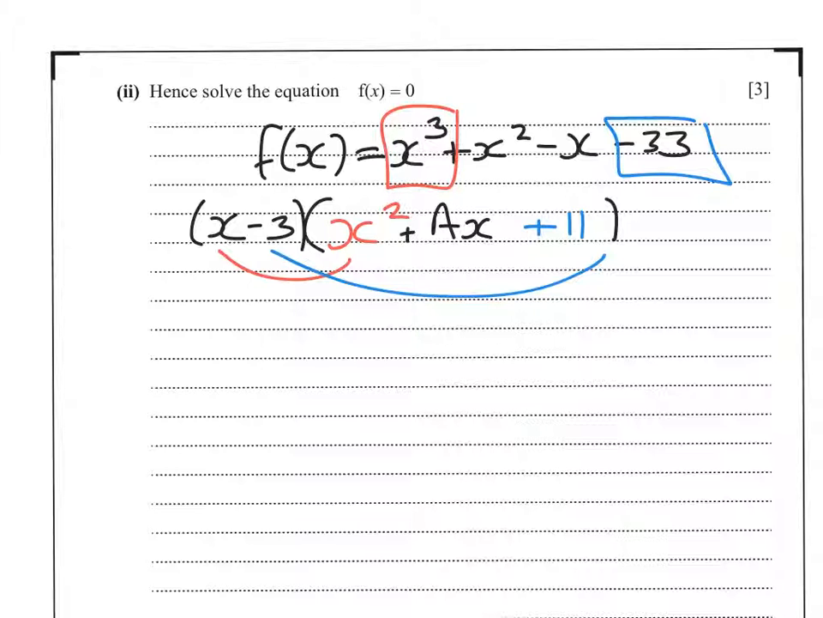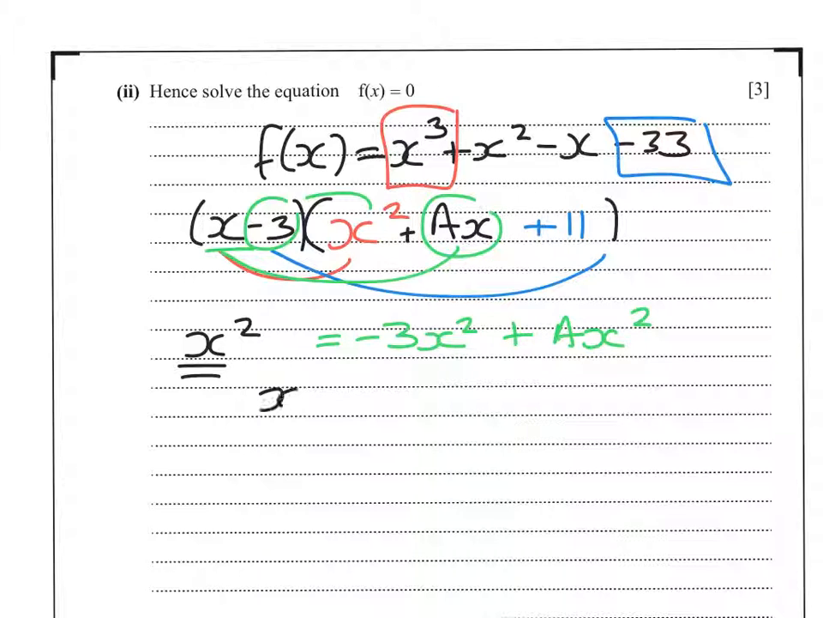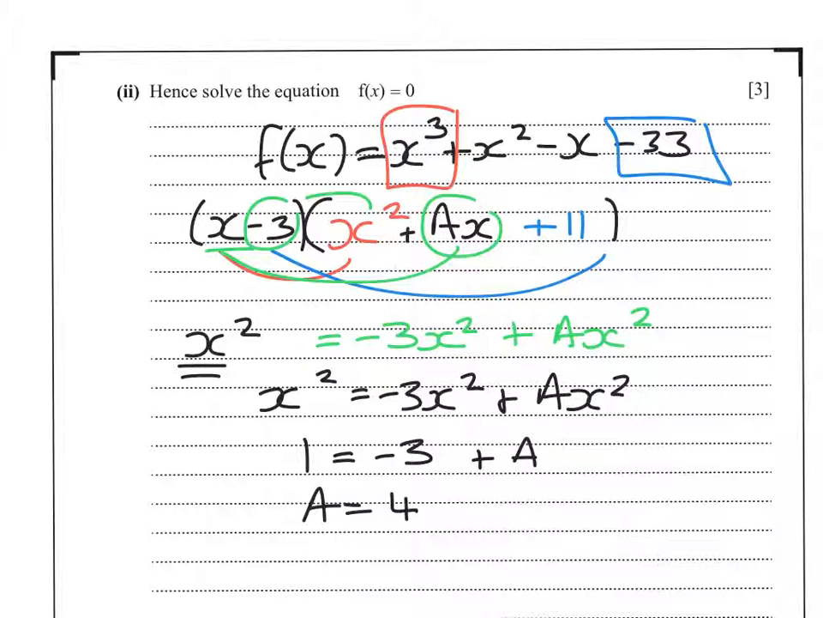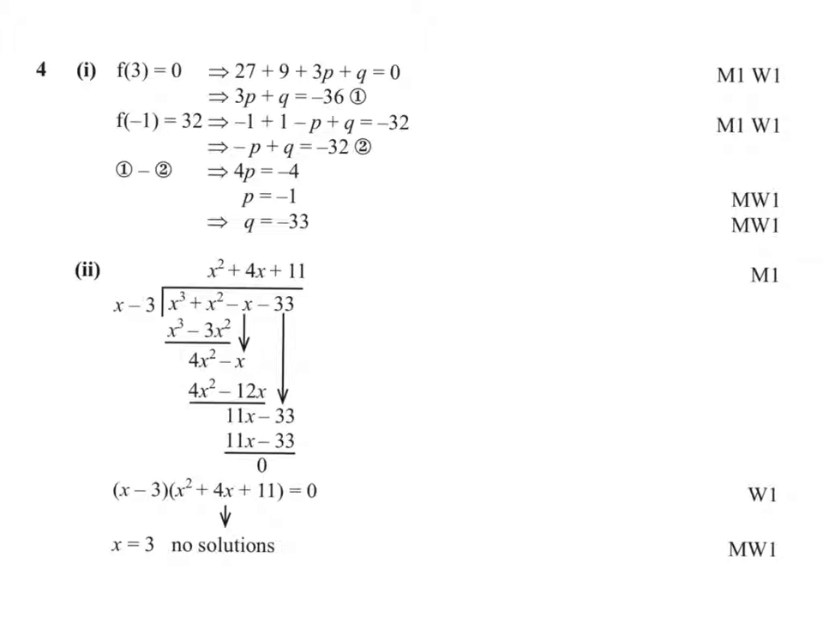We then consider a coefficient, so I'm going to consider x squared. To get x squared, I multiply minus 3 times x squared, which gives me minus 3x squared, and I also multiply x times a x. What this gives me is that x squared equals minus 3x squared plus ax squared. So 1 has to equal minus 3 plus a, which means that a is 4. So my polynomial is x minus 3 times x squared plus 4x plus 11, which is the same answer I got on the previous method. You can see here in the mark scheme, they have used algebraic division to get the x squared plus 4x plus 11.